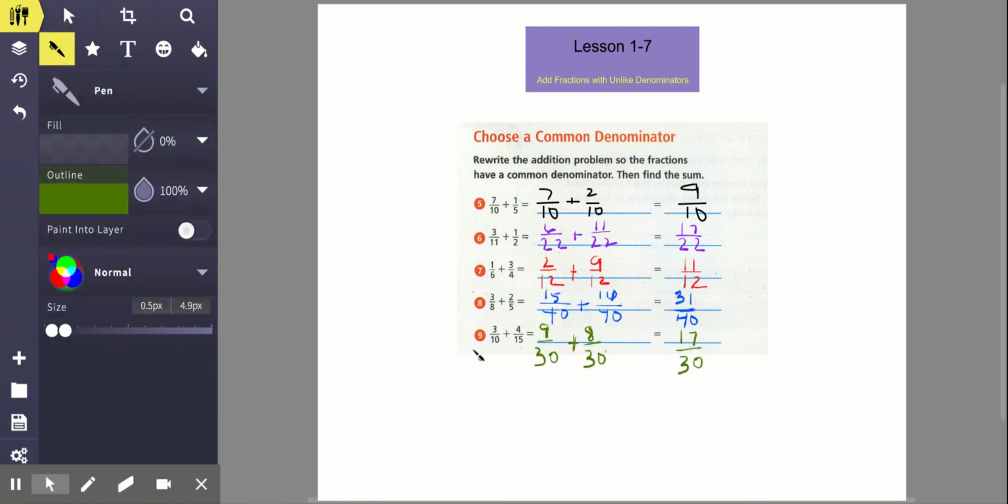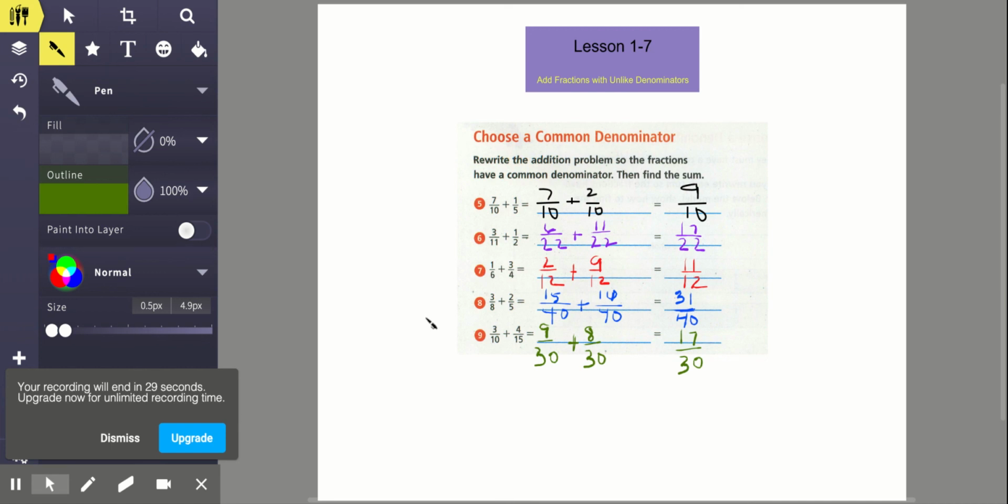All right, so final 2 here, number 8. We have 15/40 plus 16/40 once we have found our least common denominator or common denominator. And we got 31/40. And number 9, we have a common denominator of 30 once we list out our multiples. So we have 9/30 plus 8/30, which equals 17/30.